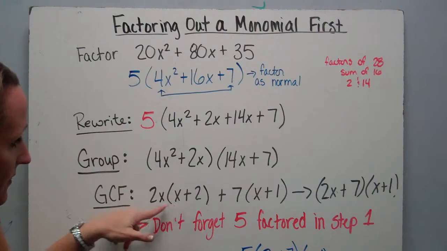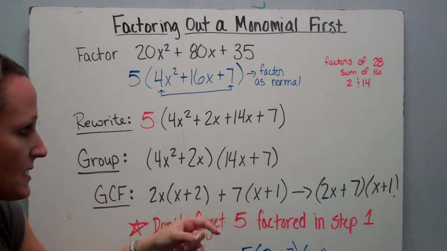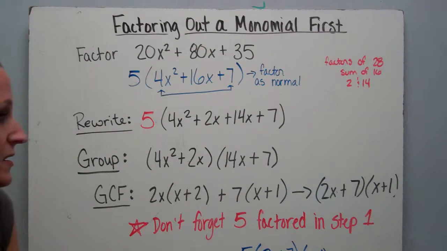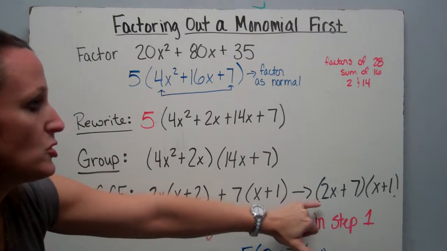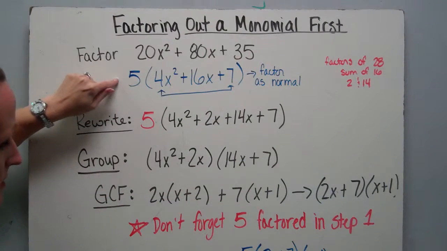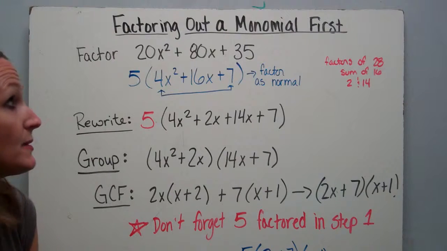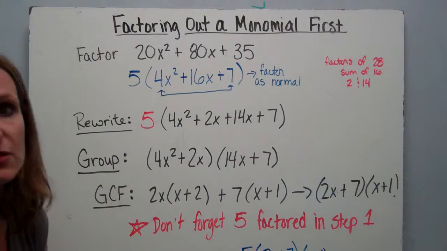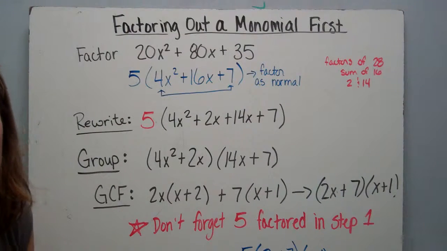Now, my GCF, I'm going to pull out a 2x from both, x plus 2, plus 7 times x plus 1. So here's what I get when I go back and regroup. 2x plus 7 times x plus 1. Now, don't forget about the 5 you factored out way up here in step 1. So my final answer is 5 times 2x plus 7 times x plus 1. And this is how you factor out a monomial, or a trinomial, when there is an A value.